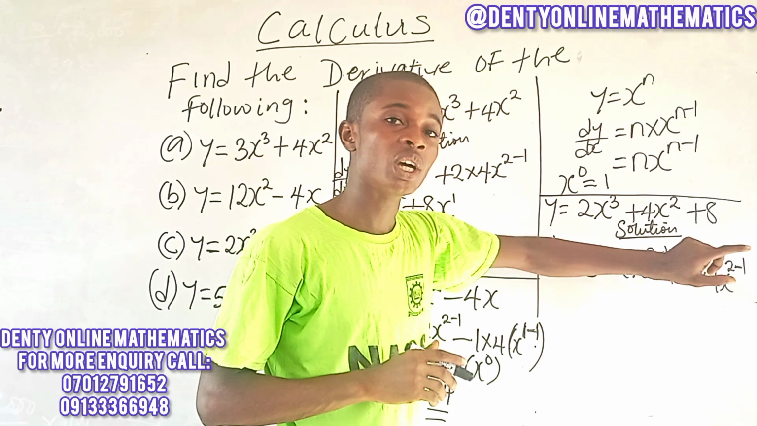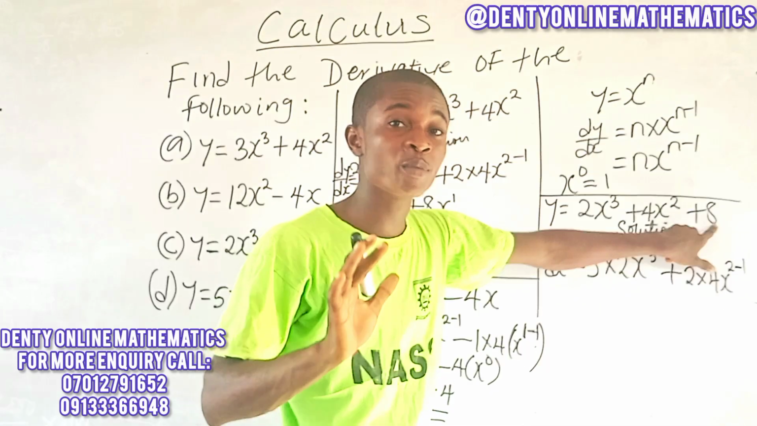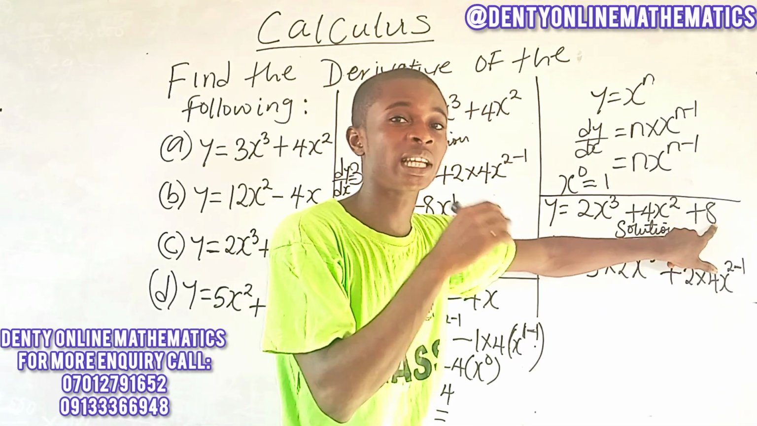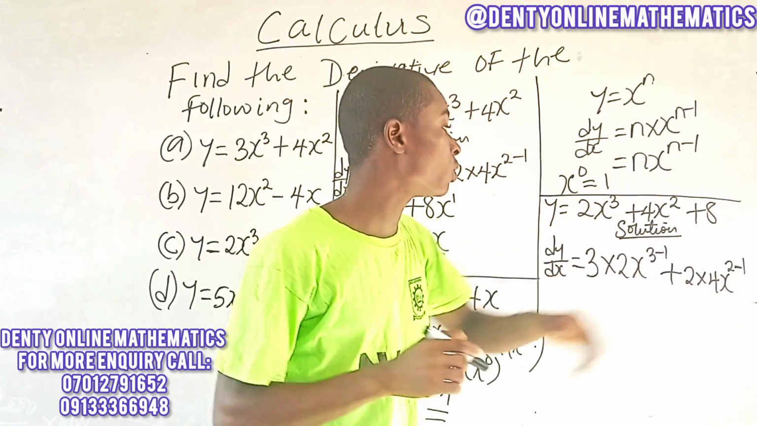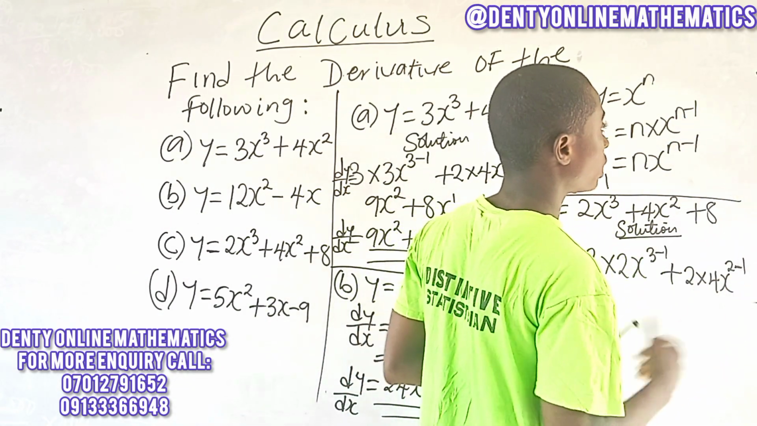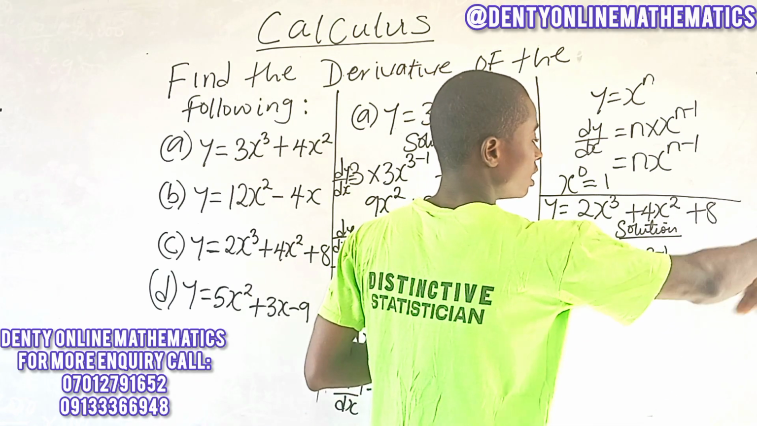It's just 8 alone. So if you want to differentiate a normal number that does not have a variable attached to it, it means it is 0. So the derivative of a constant is 0. So this is going to be 0 because the derivative of a constant is 0. So it's out of the way.